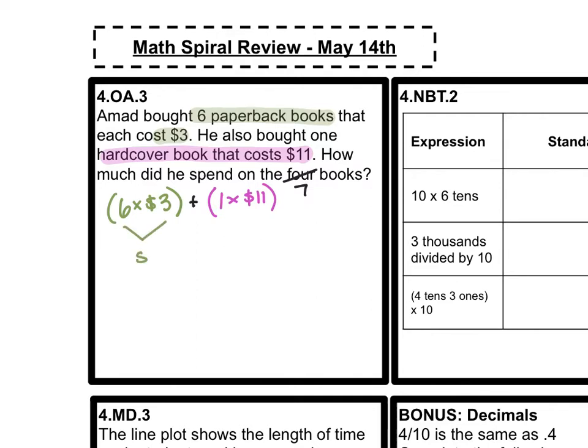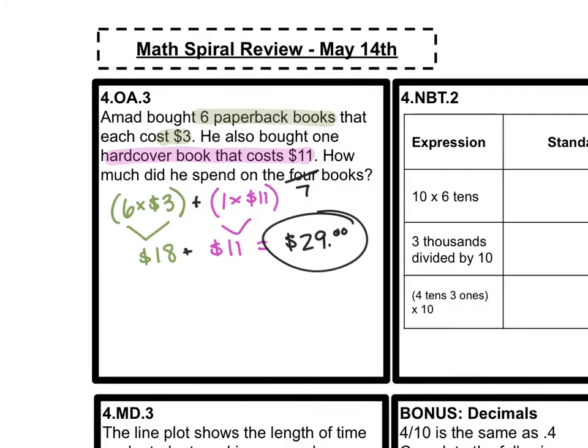So 6 times 3 is 18 or $18. And then 11 times 1 is, of course, $11. So you have a total of 18 plus 11, which is going to give you $29 total spent on books.